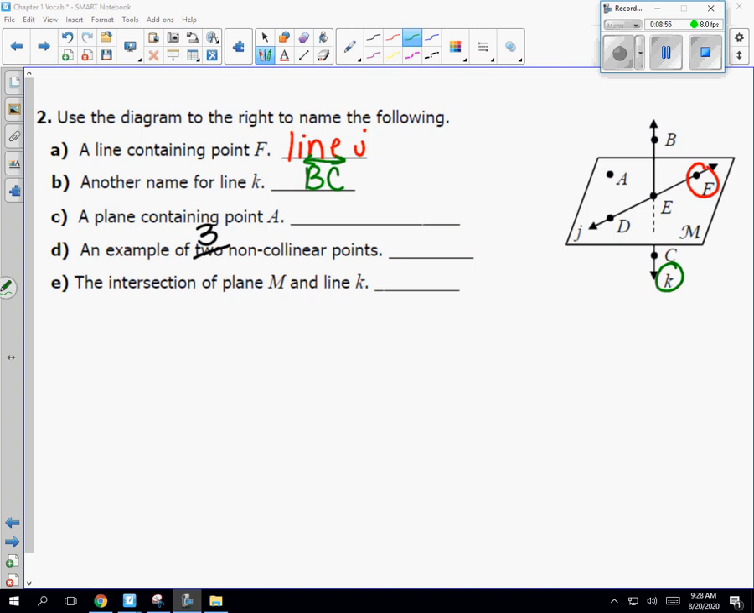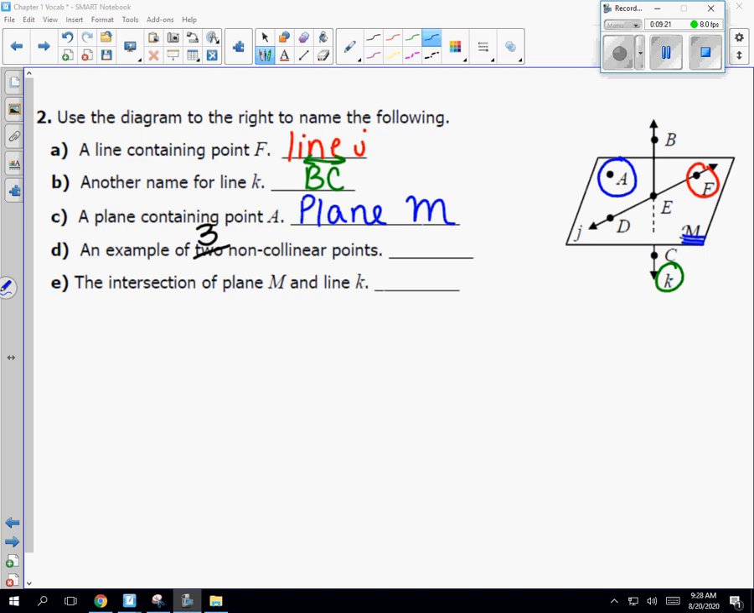A plane containing point A. What is a plane containing point A? So if we find point A right here, we can name this plane, again, by the letter in the corner. So here's the letter in the corner of the plane. So this would be named plane M. Okay?